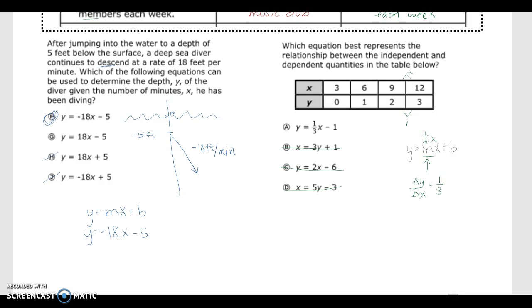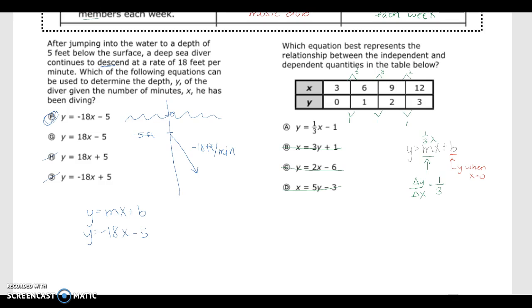What about our b? Our b is our starting point. That's our y-intercept. It's the value of y when x is 0. Okay, so right now we see a y of 0. Don't let that confuse you. We're not looking for a y of 0. We're looking for an x of 0. So we have a constant rate of change, right? 2 minus 1 is 1. 1 minus 0 is 1. 9 minus 6 is 3. 6 minus 3 is 3.